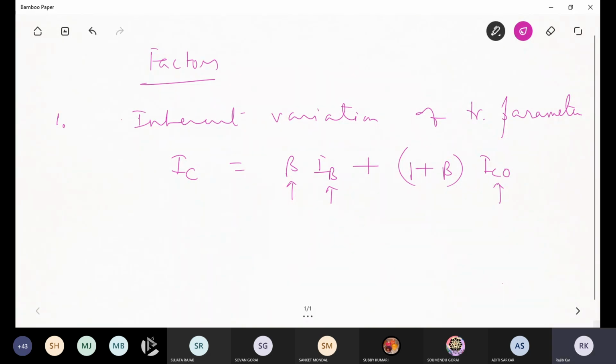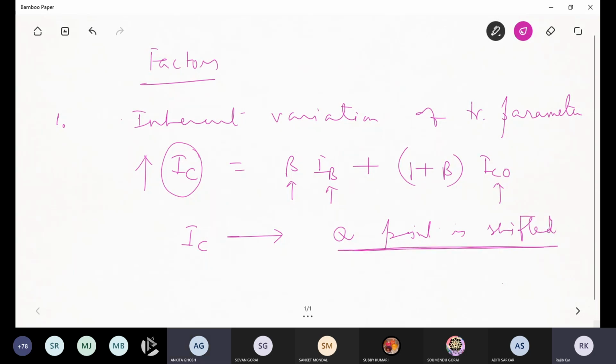This will result in the increase of collector current. And the moment IC is increased, definitely the Q point will be shifted, which is not required. We want this Q point to be fixed at a particular point, that is, for a particular value of IC and the corresponding VCE. This X and Y coordinate will define the Q point. I repeat, beta, IB and ICO.